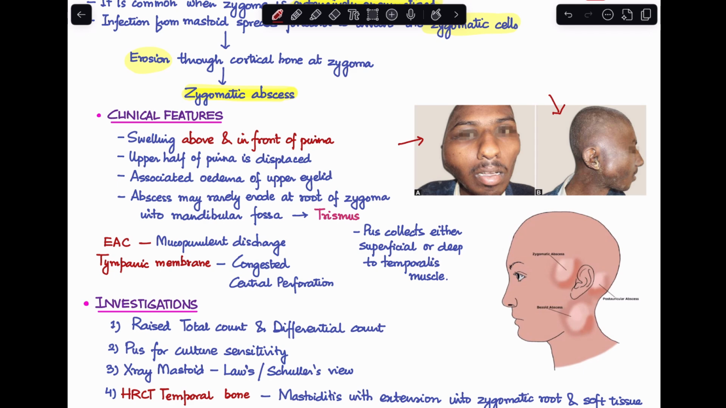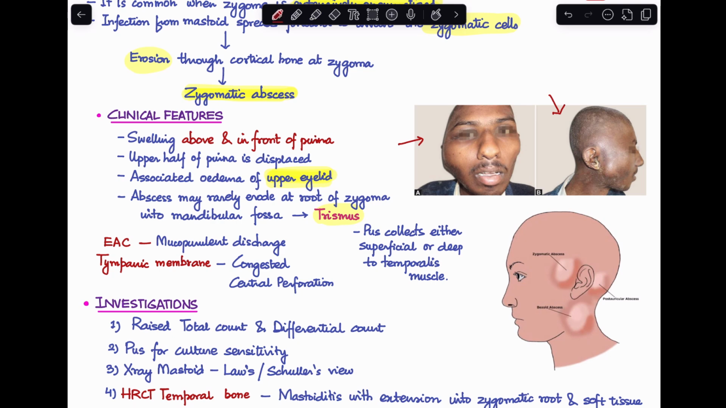And the upper half of the pinna is usually displaced. You can also find associated edema of the upper eyelid in these cases. Sometimes the abscess can erode at the root of the zygoma and enter into the mandibular fossa. In that case, the patient will have a painful trismus. Trismus meaning there is a difficulty in opening the mouth.